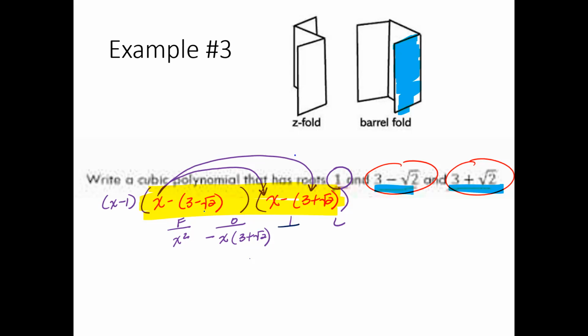And then inside is going to be this one times that one right there. Those are the two numbers on the inside. So that's a negative parenthesis 3 minus the square root of 2 times x. So that's a negative x times 3 minus the square root of 2. And then last is just going to be the last two terms, which is going to be a negative times a negative. That's going to be a positive 3 minus the square root of 2 times 3 plus the square root of 2.